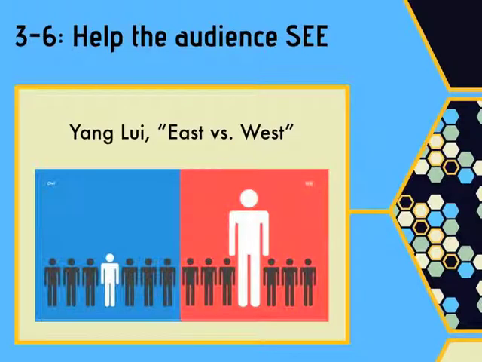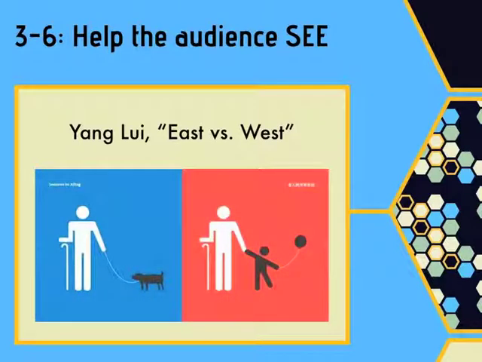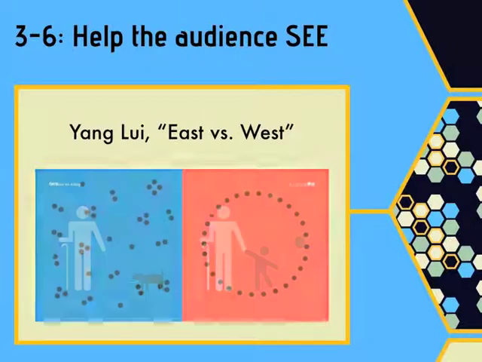You should also consider helping the audience see what you're saying. These numbers here refer to the readings from 6 Minutes entitled 17 Ways to Be a More Persuasive Speaker. This visualization is by Yang Liu. It's called East versus West. And what she does in here is show us what the differences are between her experience living in Germany, which is represented by the blue, and growing up in China, which is represented by the red.